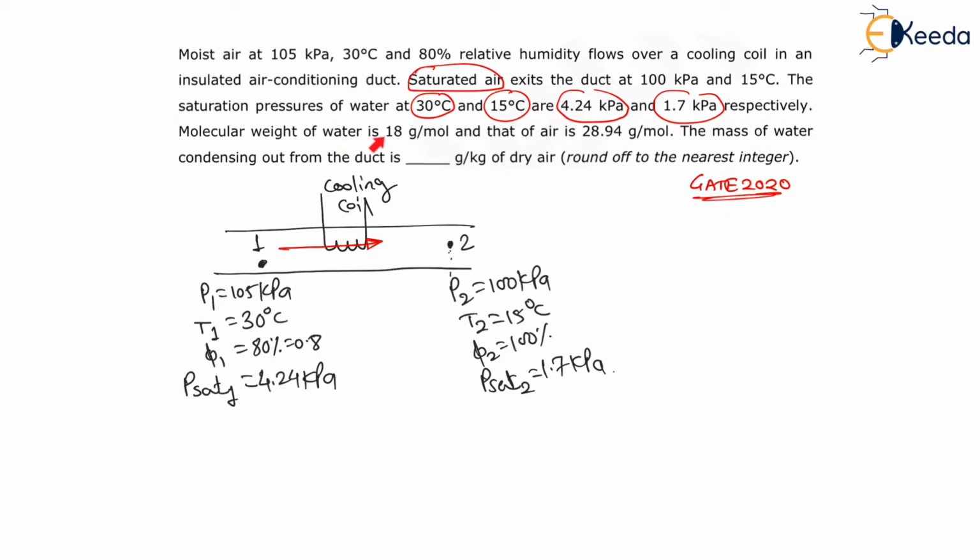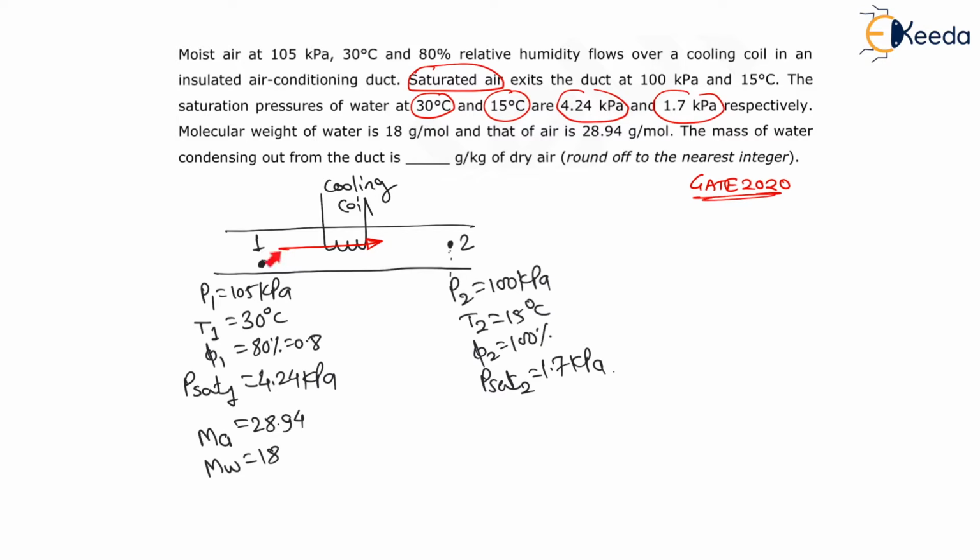The molecular weight of water is 18 gram per mole and that of air is 28.94 gram per mole. Now here they have provided molecular weight of air and water, right? For air they have given 28.94 gram per mole and for water they have given 18 gram per mole, right? These are the molecular weights. Then the mass of water condensing out from the duct in gram per kg of dry air is.